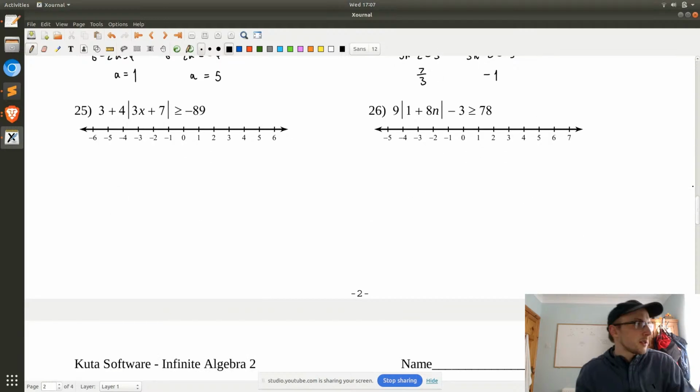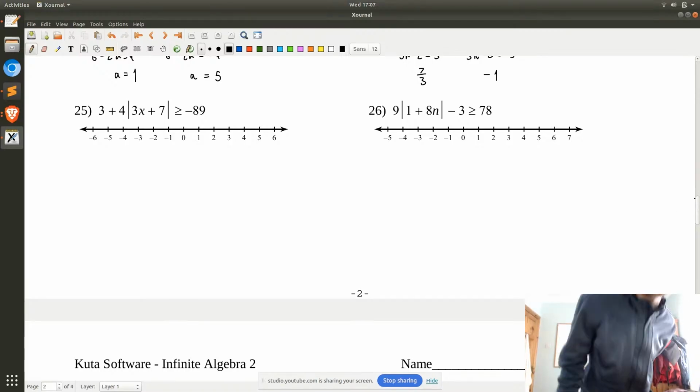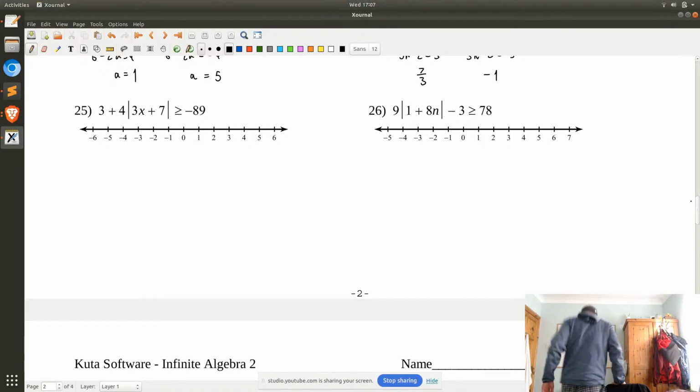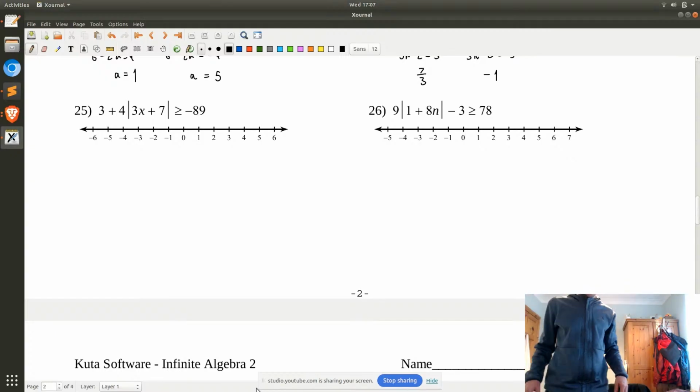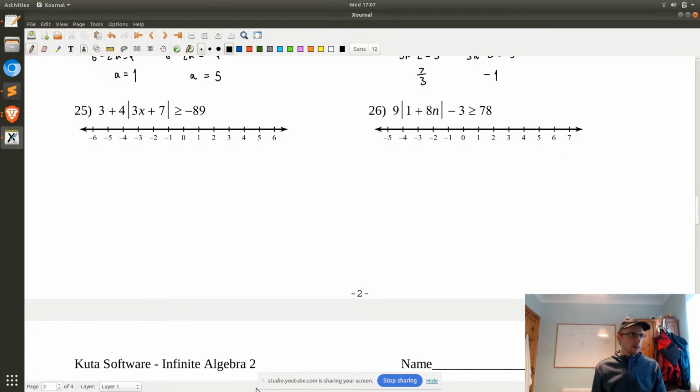All right, last two. I'm going to turn on my lights. I'm aware that it's daylight outside, and I know that it would save power, but it hurts my eyes.